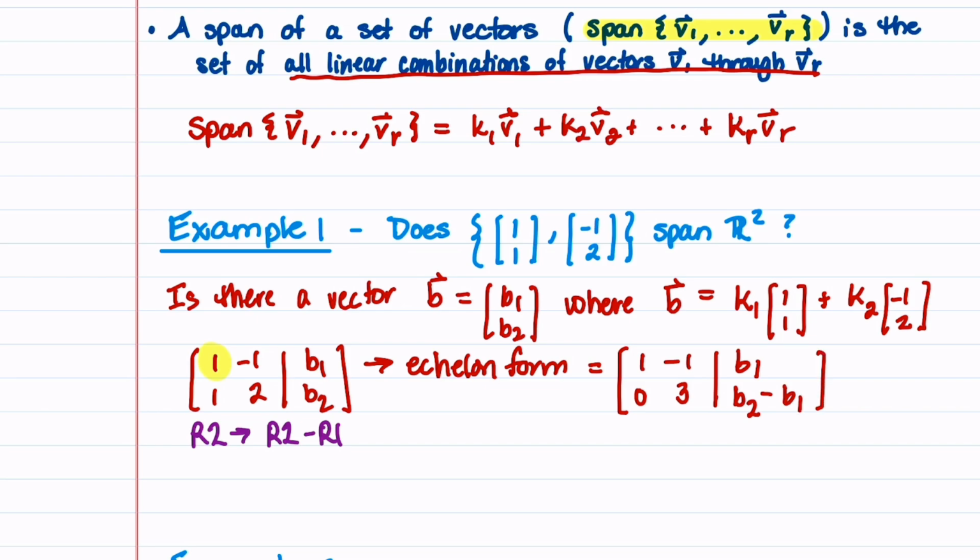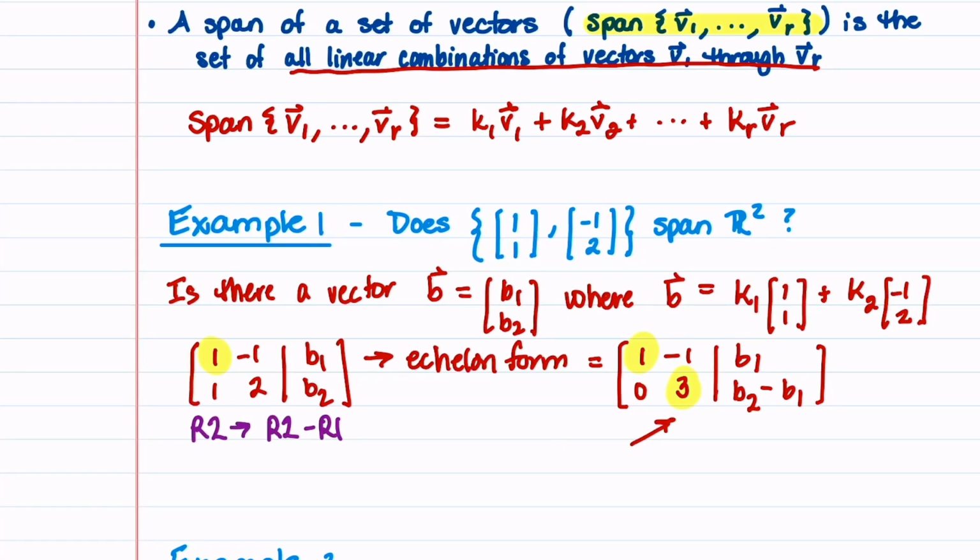We have a leading entry in each column, so that means we do have a solution. This tells us that no matter what B1 and B2 are, we are always going to have a solution. We'll write that down. This has a solution for all B, and that tells us that our answer is yes. This set of vectors spans R2.